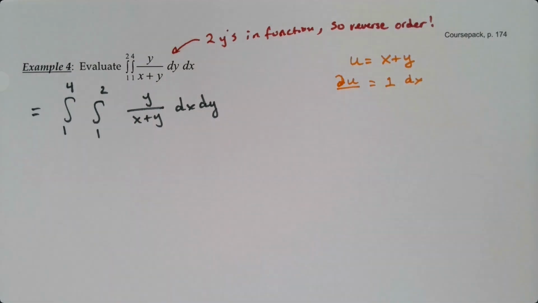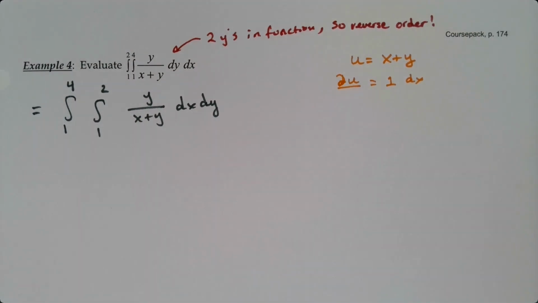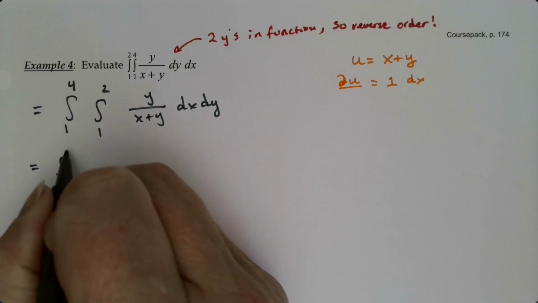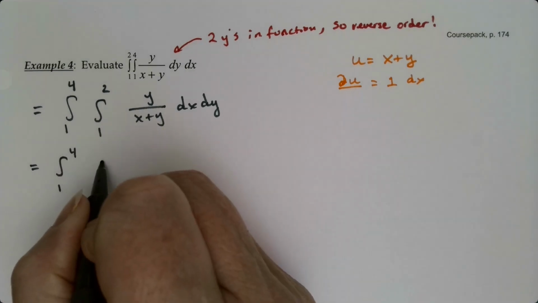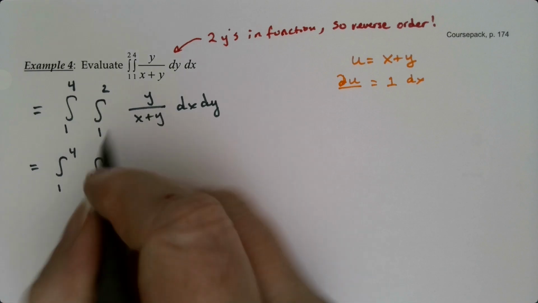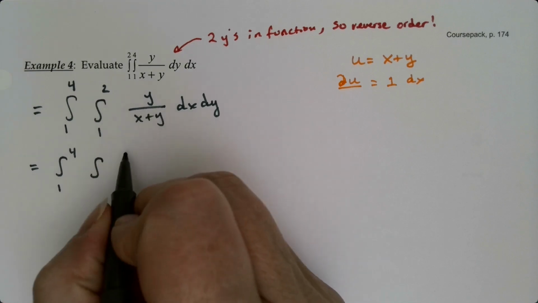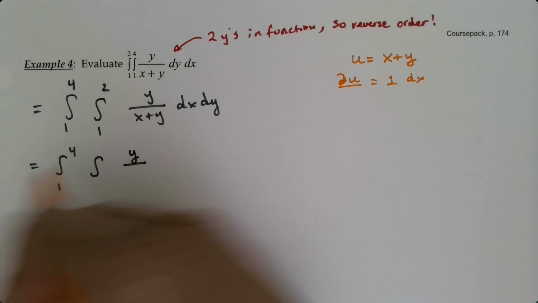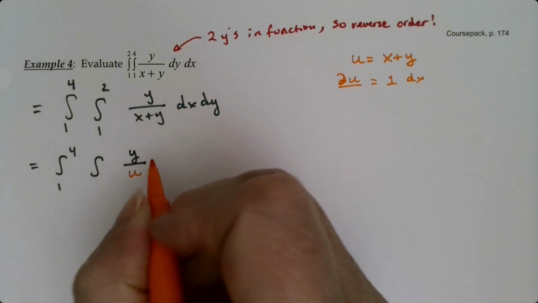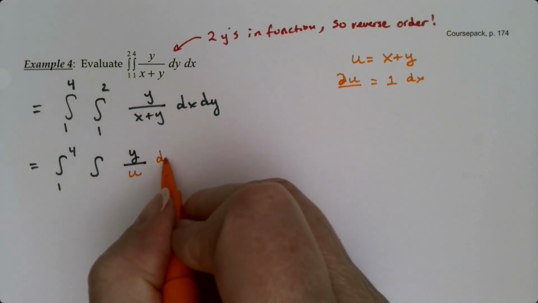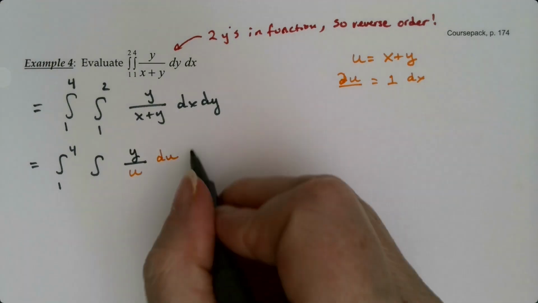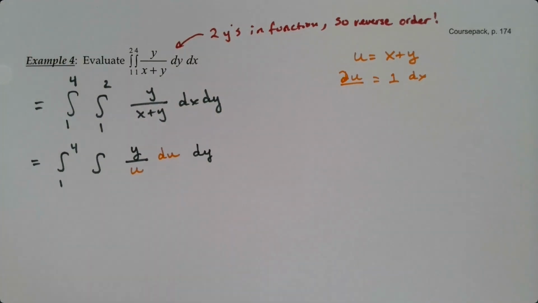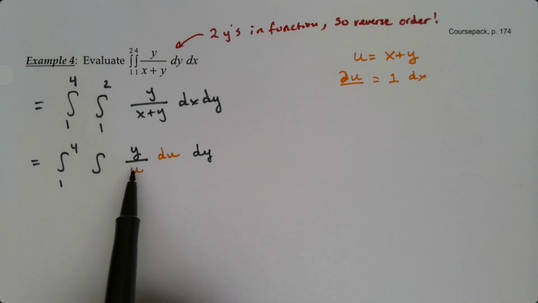Okay. So let's rewrite this integral. This is the integral from 1 to 4, and then another integral. I'm not going to put values in there because it's no longer x. So y over u du, and then dy. I'm just doing this so you can see how easy the integral is going to be, because the integral of 1 over u, or y over u, y is just a constant, is the natural log.